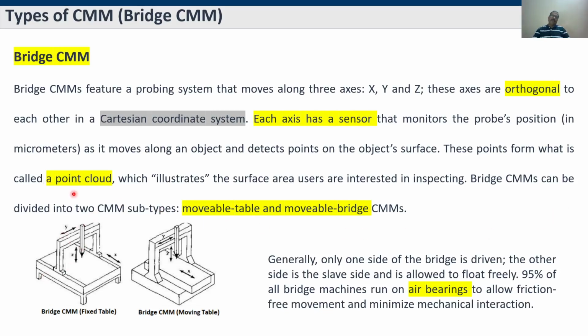If you consider a bridge type CMM, fixed table in the sense that the table will be fixed, this vertical column will be moving in the x-axis, and the vertical column which mounts the probe will be traveling up and down, and also traveling in the y-axis.